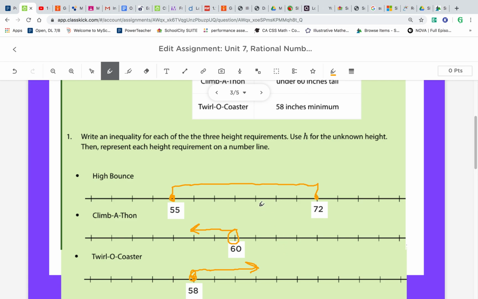Okay, and so with that, I forgot to do the inequalities. So what we can do is go ahead and write the inequalities using our graphs. Okay, so let's just go ahead and do that. Most of you are probably going to write the inequality first and then do the graph. Okay, so here's what we know.